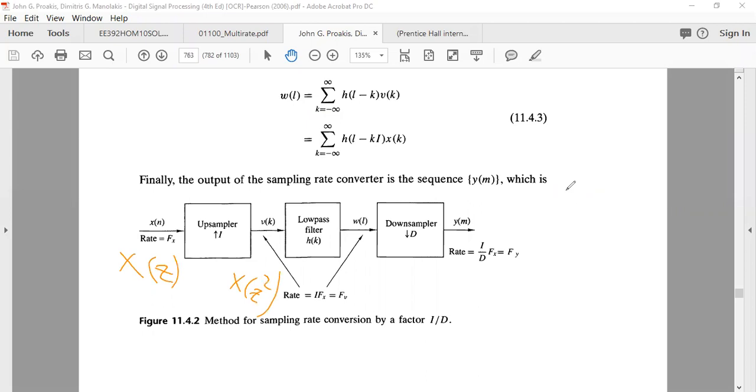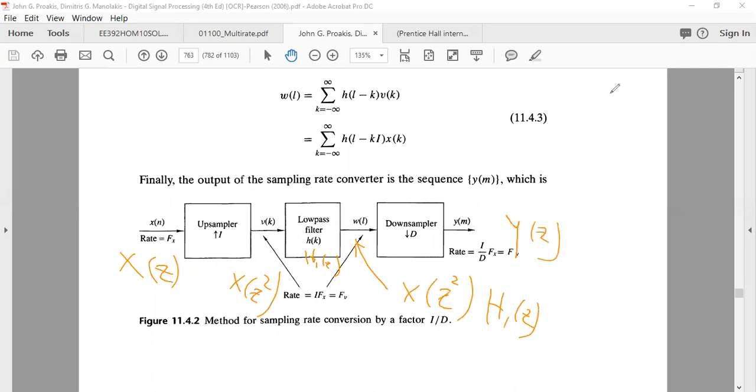And then that is passed through a low pass filter or system h1 of z. So when we are passing this signal, how do we get the output? We multiply these two, h1 of z and x of z squared. So that is the output that we get over here: x of z squared times h1 of z. Now this is our input to the downsampler block in order to get our output y of z.